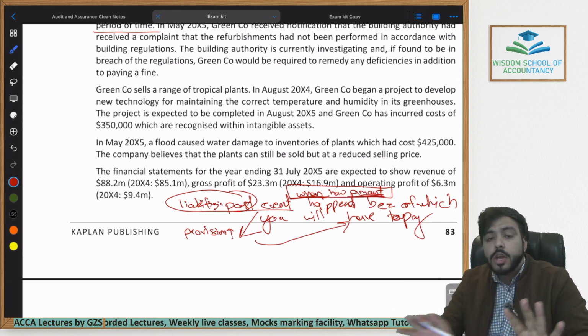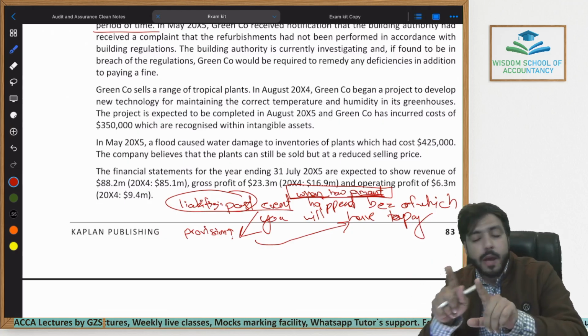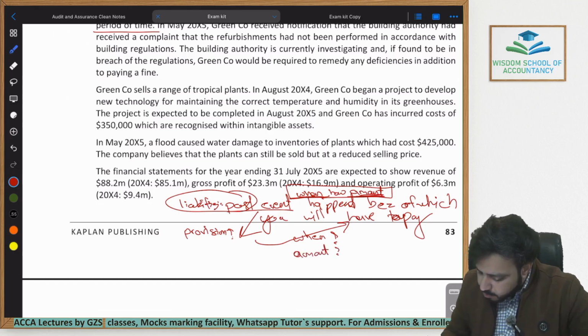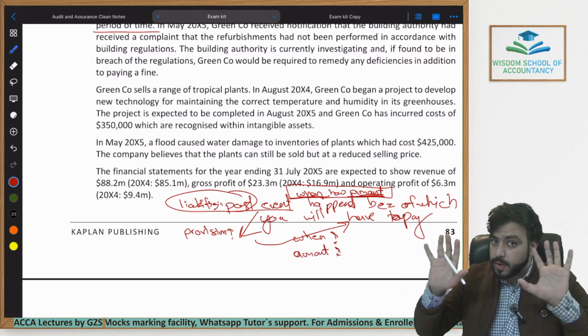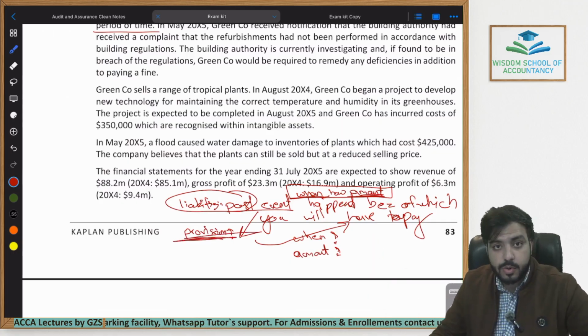But when you only know that a past event has occurred and you will have to pay, but you don't know when you will have to pay, you don't know how much you will have to pay, what will be the amount that you will have to pay. You don't know that. But one thing is confirmed, that you will have to pay them. This is known as a provision.